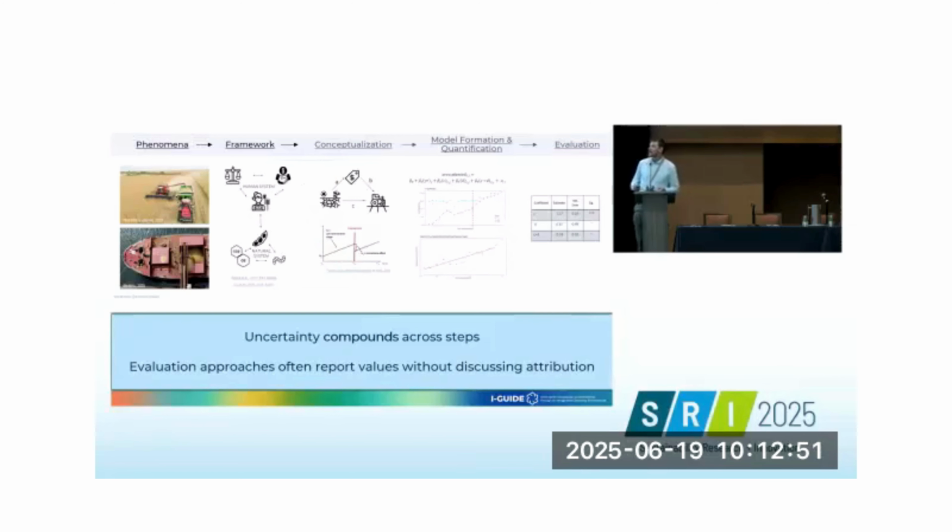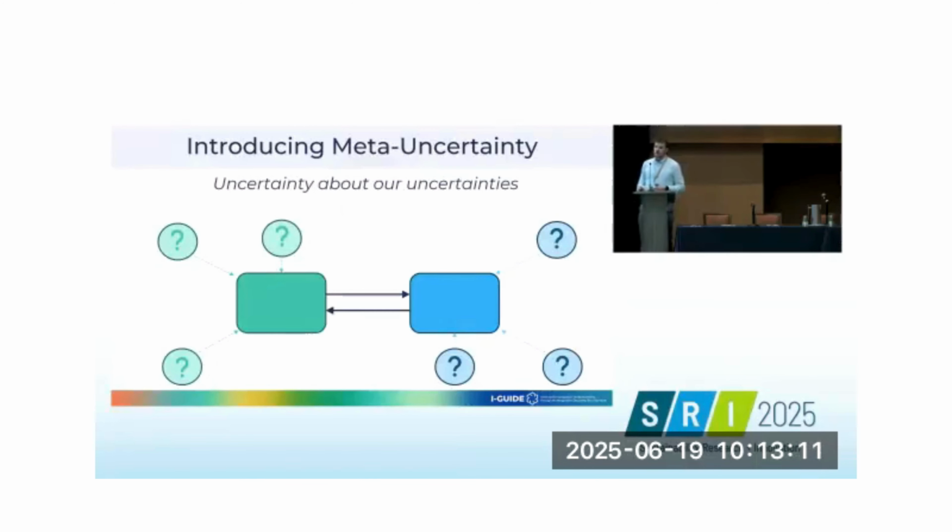However, uncertainty compounds across each of these steps. You have different sources of uncertainty coming in different phases and from different sources. And also the evaluation methods to look at these uncertainties might just report standard values and not discuss actually where these sources are coming from. So to address that, we're introducing the term meta-uncertainty, which is essentially just uncertainty about our uncertainties. This is not only focusing on how uncertain we are, it's also thinking on how we are uncertain. So what are the reasons why we are seeing the uncertainty values that we are seeing?